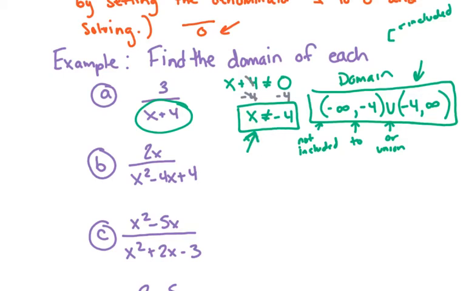All right, so let's go to the second one. I'll use another color so that we don't get confused. But now I want to find the domain. So again, I'm just going to take the denominator and I'm going to say that it doesn't equal 0.